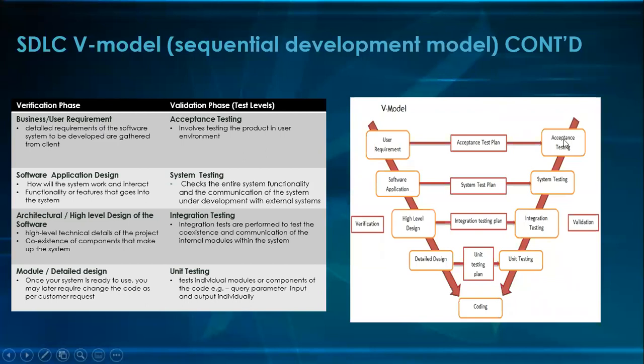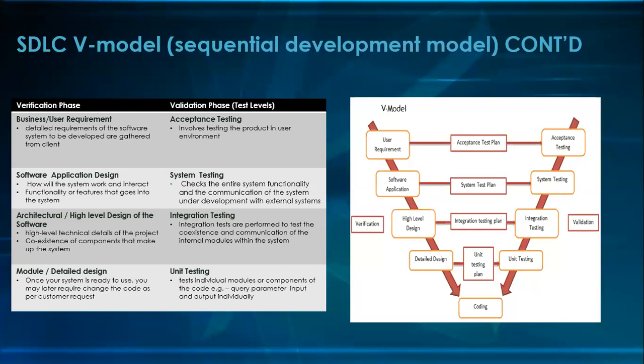So the first one is business and user requirement, which you see here. And I told you that the person to attack this is the acceptance testing person. That's the person that is going to verify this, and this is what is going to validate it. User or business requirement, the detailed requirements of the software system to be developed, are gathered from clients. So what is acceptance testing? It involves testing the product in the user environment. So you look at it, you test it, you validate it, see how it is going.